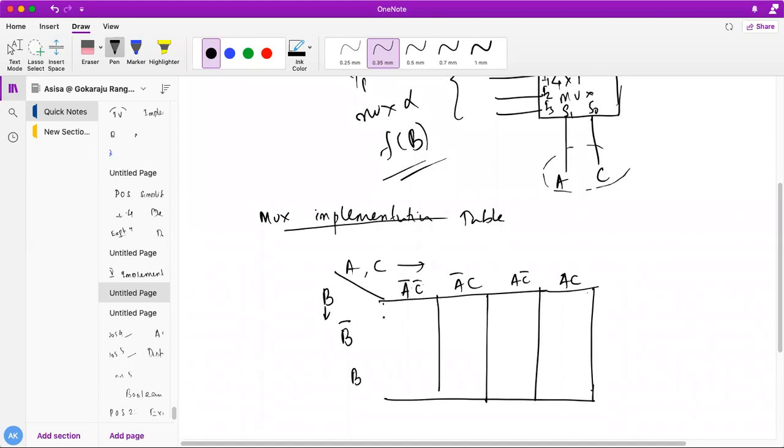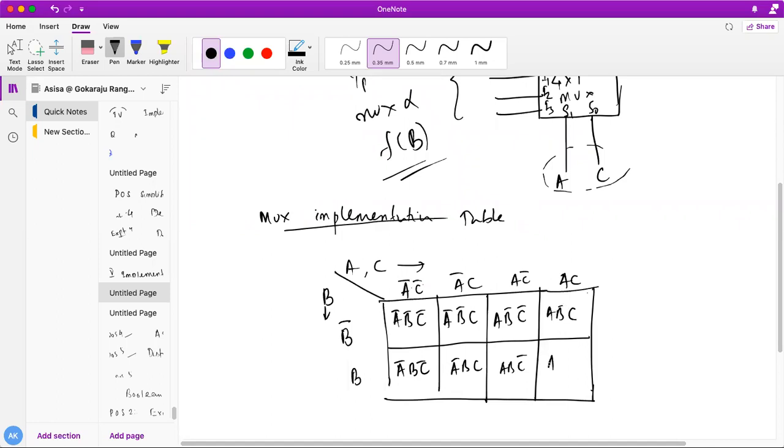So what you need to do here? This is actually the position of A bar, B bar, C bar. This is the position of A bar, B, C bar. This is the position of A bar, B bar, C. This is the position of A bar, B, C. This is A, B bar, C bar. This is A, B, C bar. This is A, B bar, C. This is A, B, C. Do you all understand?